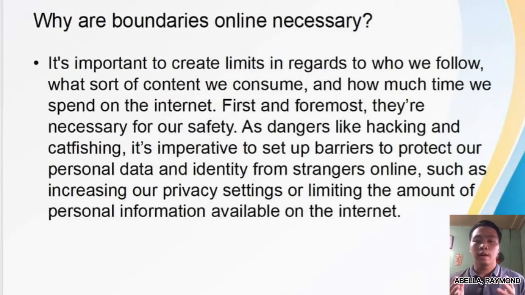Why are boundaries online necessary? It's important to create limits in regards to who we follow, what sort of content we consume, and how much time we spend on the internet. First and foremost, they're necessary for our safety, because of dangers like hacking and catfishing. It's imperative to set up barriers to protect our personal data and identity from strangers online, such as increasing our privacy settings or limiting the amount of personal information available on the internet.